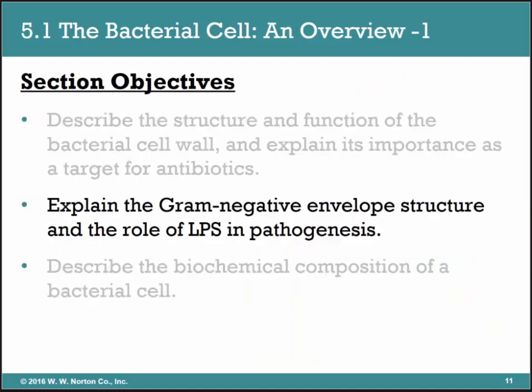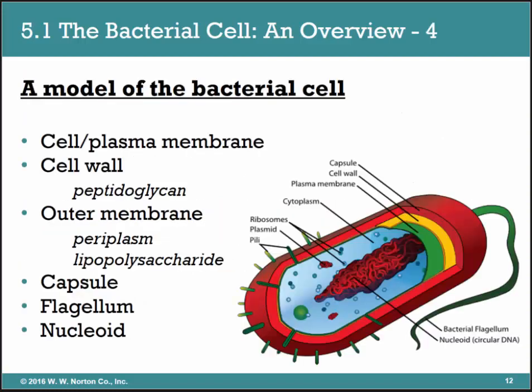Explain the gram-negative envelope structure and the role of LPS in pathogenesis. Here are some important features of a bacterial cell. The cell membrane, also known as the plasma membrane or cytoplasmic membrane, surrounds the cytoplasm of the cell. The cell membrane is made of phospholipids, proteins, and carbohydrates. It is selectively permeable and only allows certain materials to enter or exit.